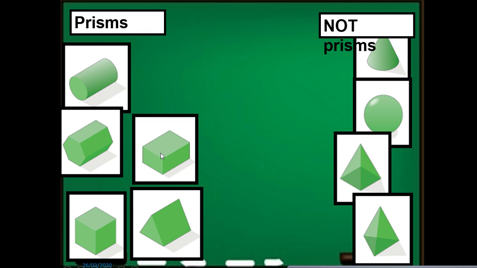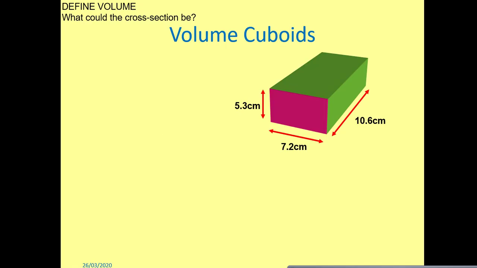And cuboids are quite interesting, I think, because it depends on how you look at it, which way your cross section is. If you want to call the top bit your cross section, then that's fine. Or I could say this is a cross section, as I can chop it through this way. I could say the other side's a cross section. It just depends on how you want to describe the shape.